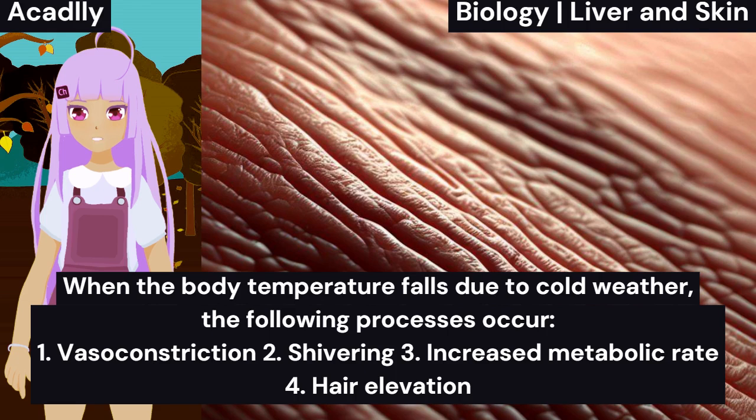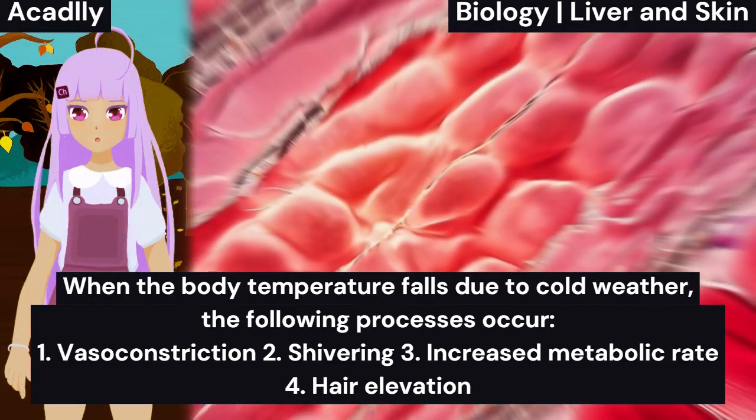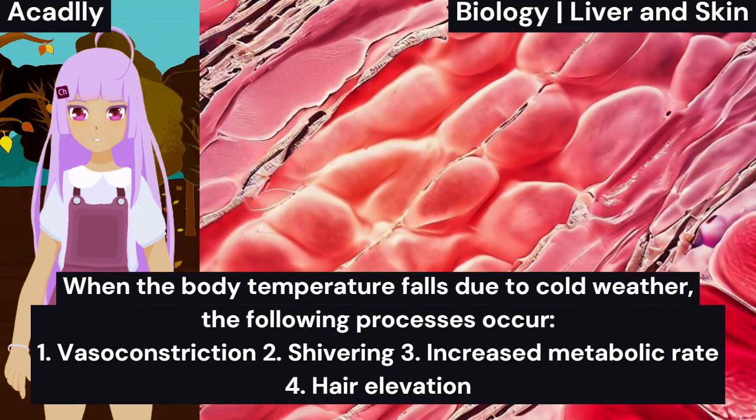1. Vasoconstriction. Blood capillaries beneath the skin surface narrow, reducing blood flow near the skin surface. This minimizes heat loss by convection and radiation, causing the person to appear pale or bluish. 2. Shivering. Rhythmic contractions of skeletal muscles generate heat. 3. Increased metabolic rate. The hypothalamus stimulates the thyroid gland to produce the hormone thyroxine, increasing the metabolic rate and heat production, especially by the liver.